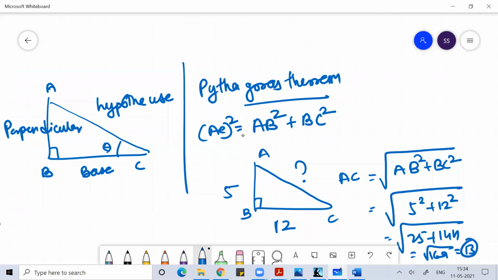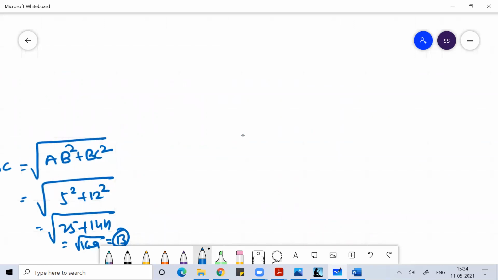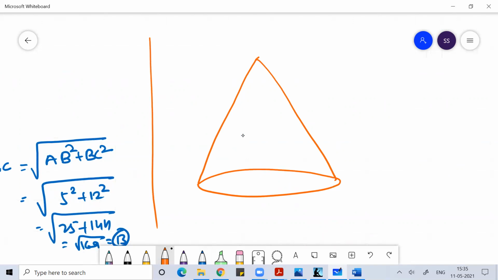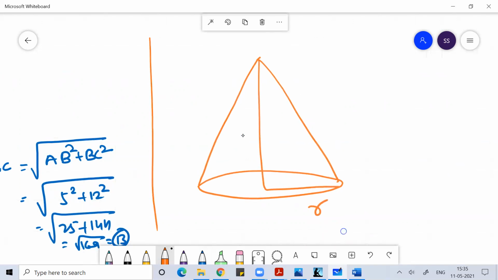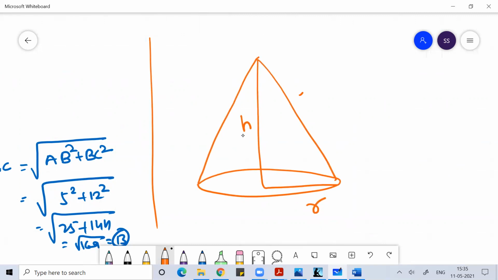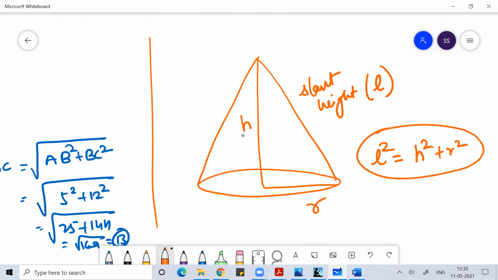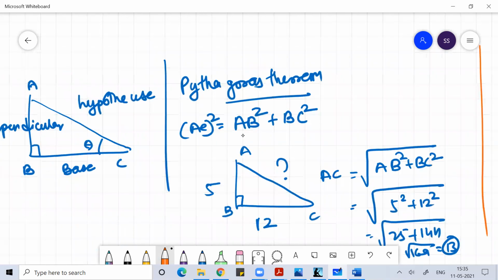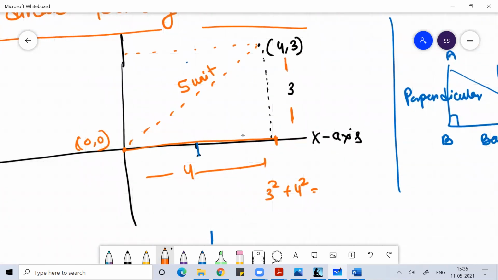The same concept, you studied in geometry, no? Yes, sir. The same concept we use even in a cone. In a cone, this is the radius, this is the height, and this is called the slant height, which we represent with the symbol L. The square of the slant height would be h square plus r square, the same concept of the Pythagoras theorem. Okay, sir, with that logic, now I got it.